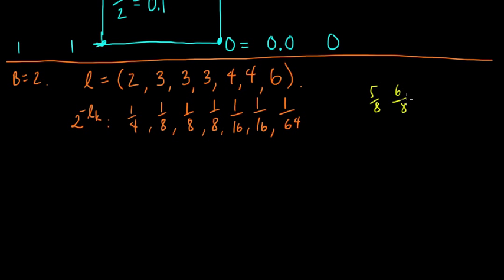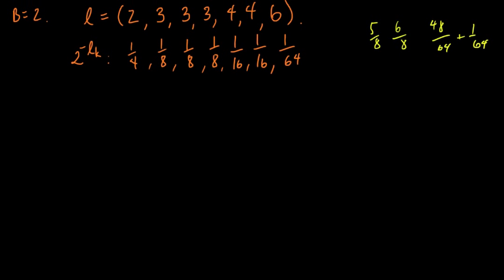So what would that be, let's see. To get to 64, we need to multiply 8 over 8. That would give us 48 over 64 plus 1 over 64. So it's 49 over 64. Okay. So let's now do the same thing that we did above.